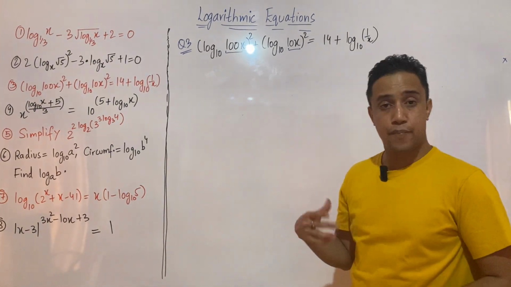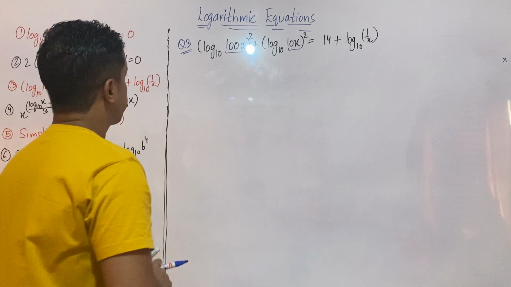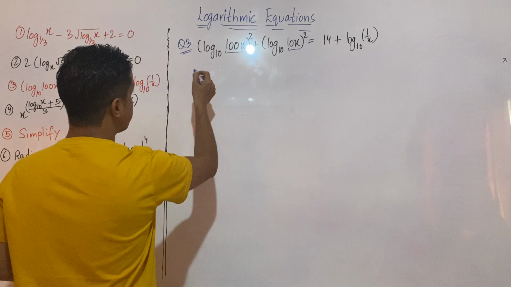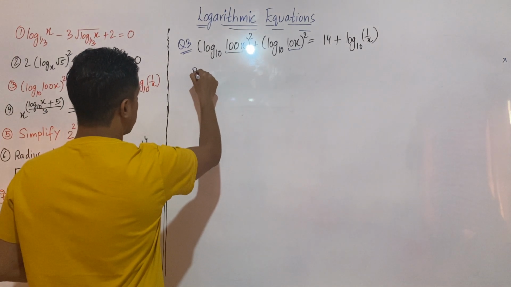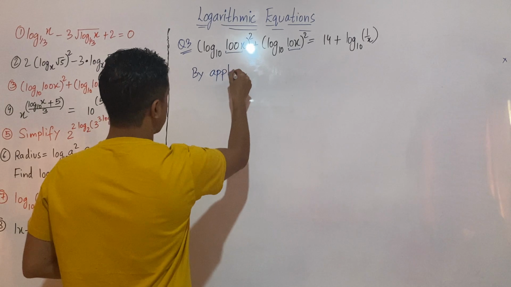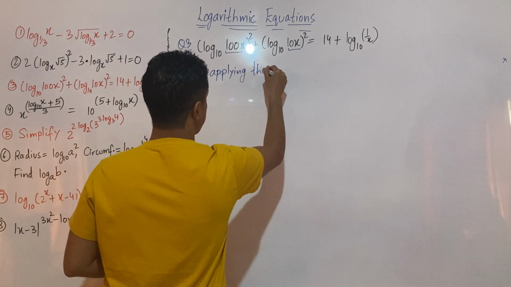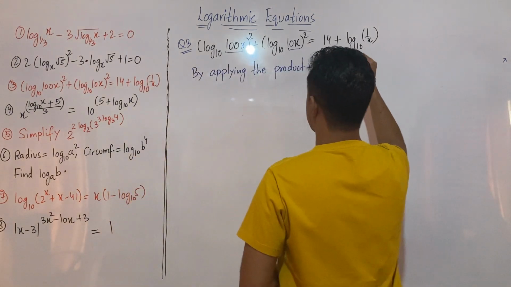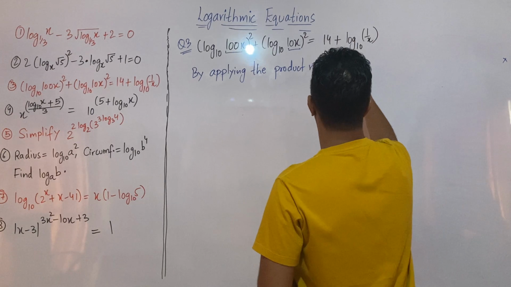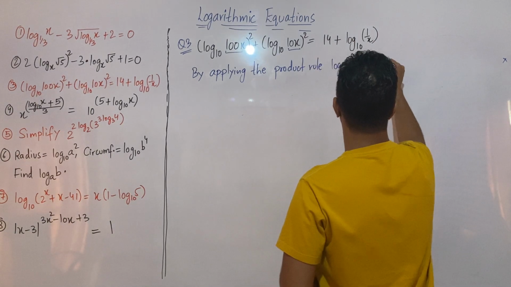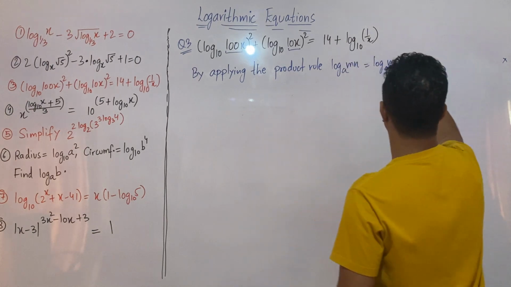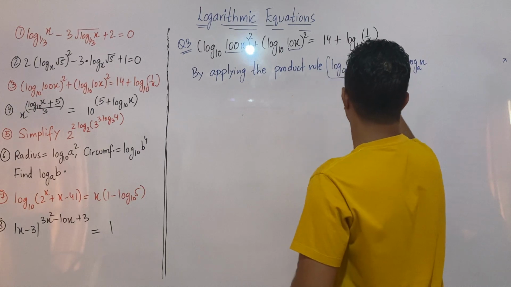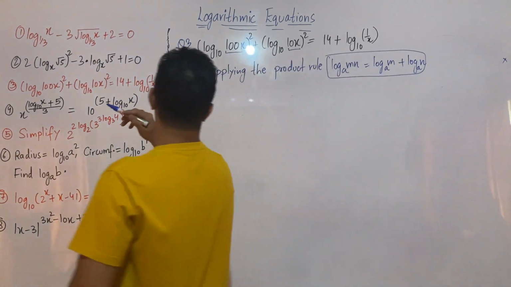Which is the product rule, right? So what I will do here is apply the product rule. And what was the product rule? It was log mn to the base a is log m to the base a plus log n to the base a. Okay, so if you apply the product rule, what will you get?